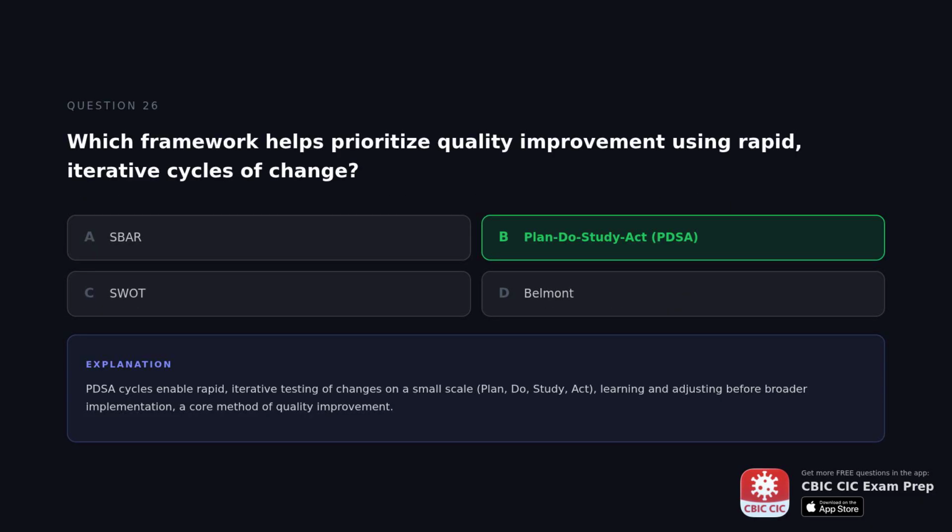The correct answer is Plan-Do-Study-Act, PDSA. PDSA cycles enable rapid, iterative testing of changes on a small scale: plan, do, study, act, learning and adjusting before broader implementation. It is a core method of quality improvement.